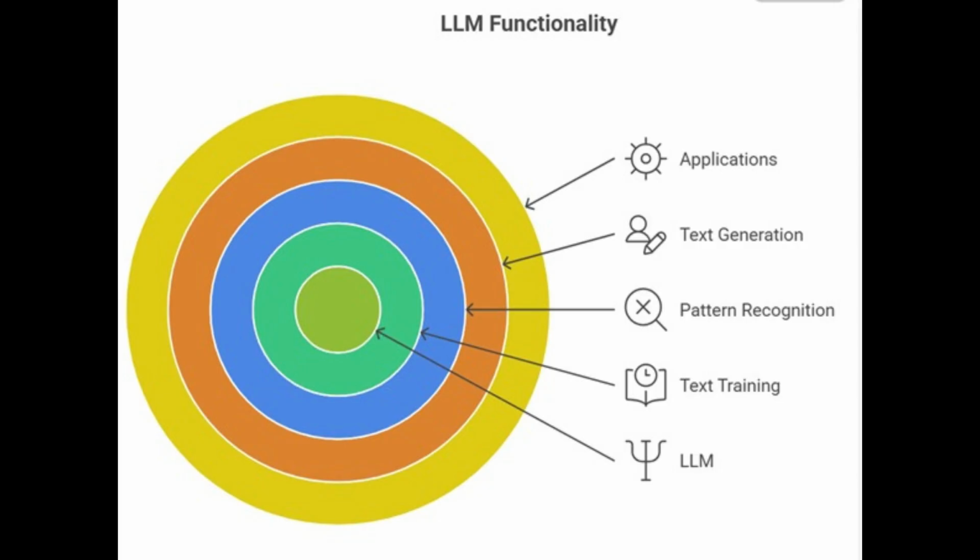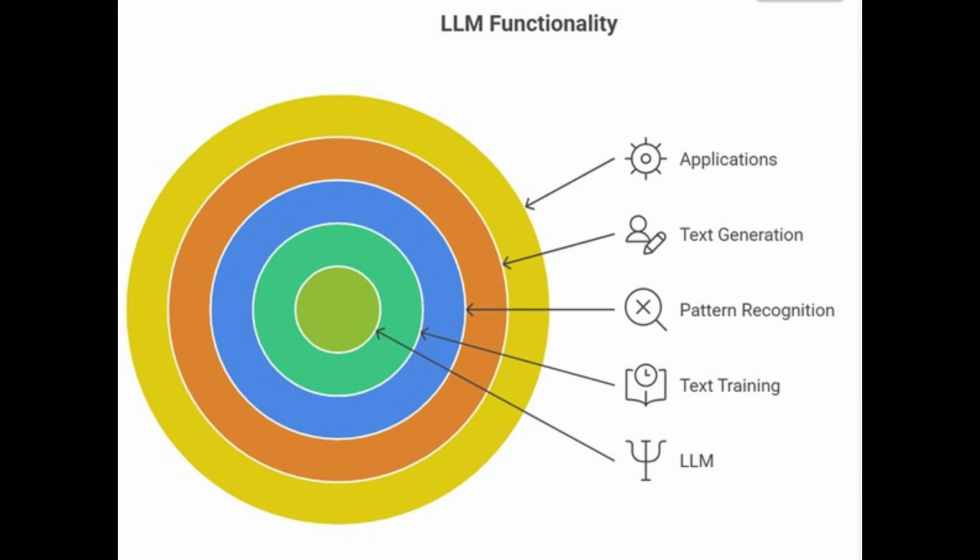Here, as you can see, a diagram of LLM functionality. This diagram shows how a large language model works. In the center is the LLM, the main brain of the system. It's the engine that has learned patterns from tons of text and uses them to generate answers. Then the next ring represents text training. This is where the model learns from massive amounts of data: books, websites, articles, conversations, etc.